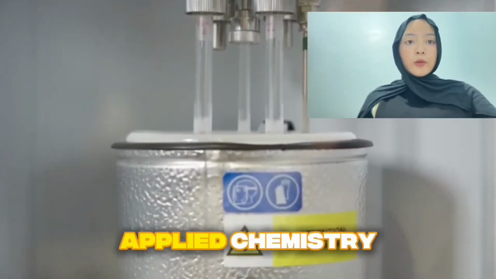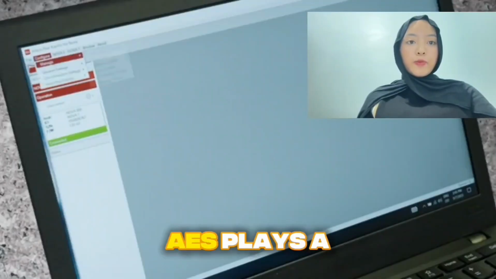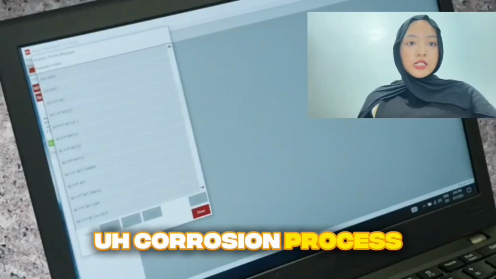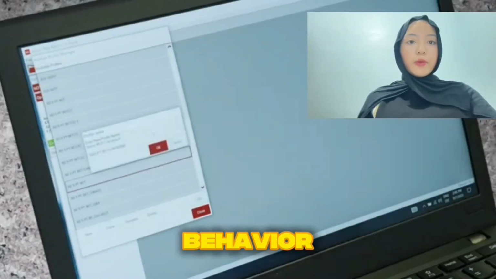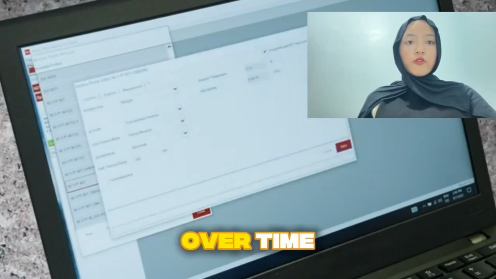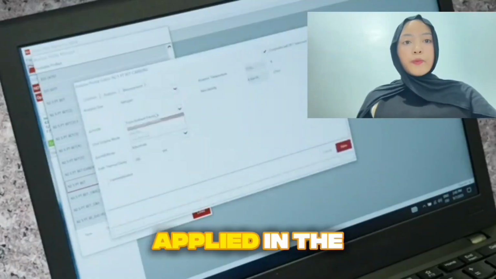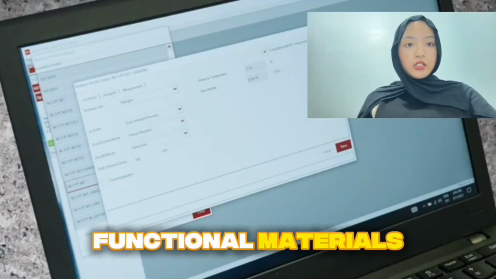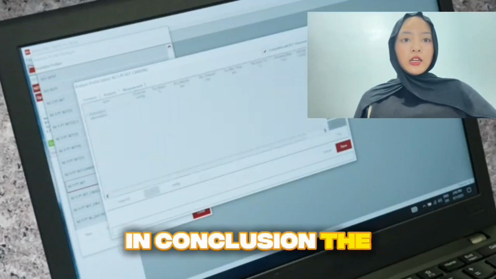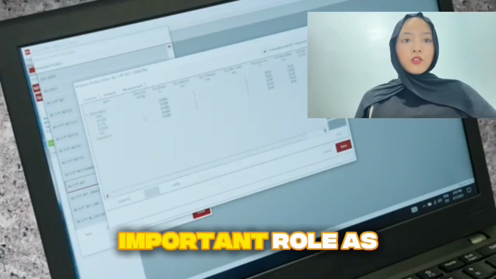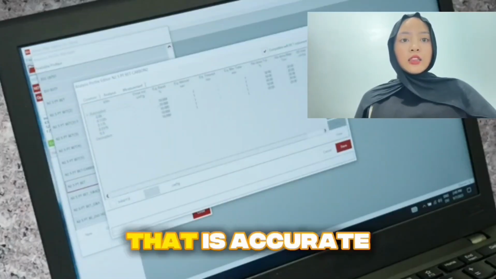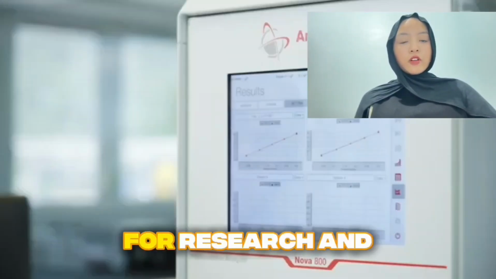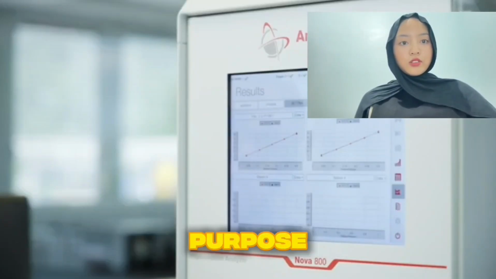In physical and applied chemistry, AAS plays a role in studying reaction kinetics, corrosion processes, and metal dissolution behavior by monitoring changes in metal concentration over time. It is also applied in catalysts, alloys, and other functional materials. In conclusion, the AAS instrument plays an important role as a metal analysis technique that is accurate, sensitive, and highly selective, making it essential for research and quality control purposes.